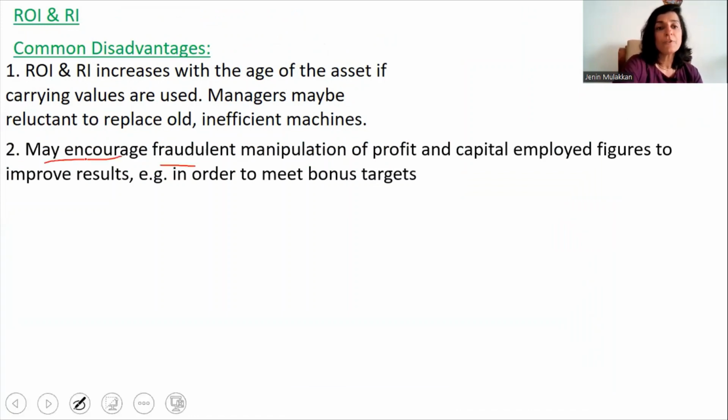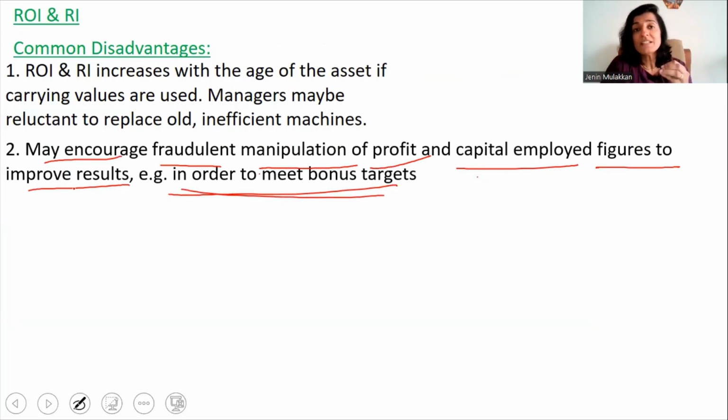It may also encourage fraudulent manipulation of profit and capital employed figures to improve the results, for example, in order to meet the bonus targets. If the bonus is dependent on the ROI or the RI, they will manipulate the profits. At the year end, they will make fictitious sales and increase the profit. And next year, they will reverse the sales and treat them as sales returns. So that is actually a bogus entry which is taking place just to inflate the profit. So this is also a common disadvantage.